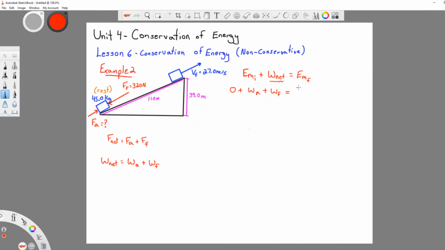So let's say energy, kinetic, final, plus energy, potential due to gravity, final. The reason we have kinetic energy is because our object is moving. If you have mass and velocity, you have kinetic energy. If you have height, you have potential energy due to gravity.